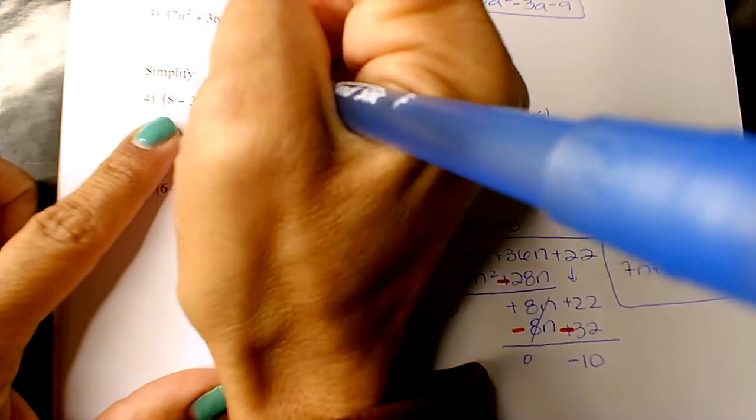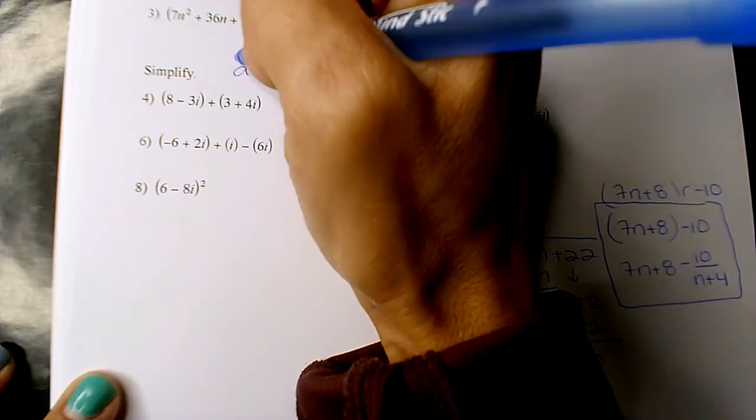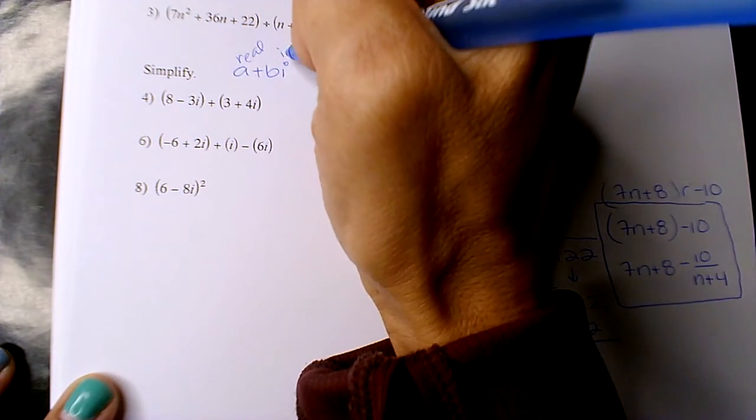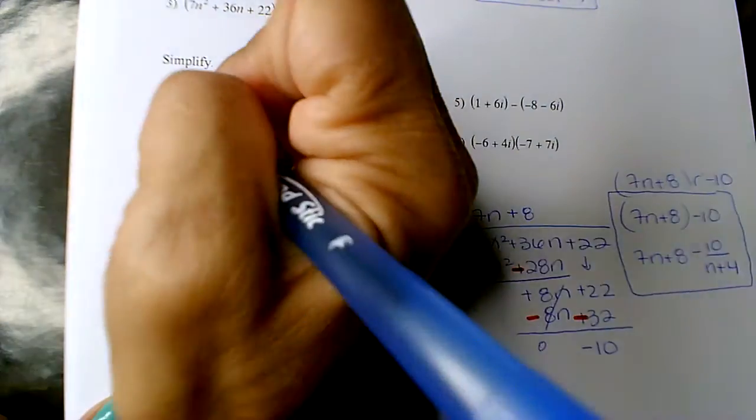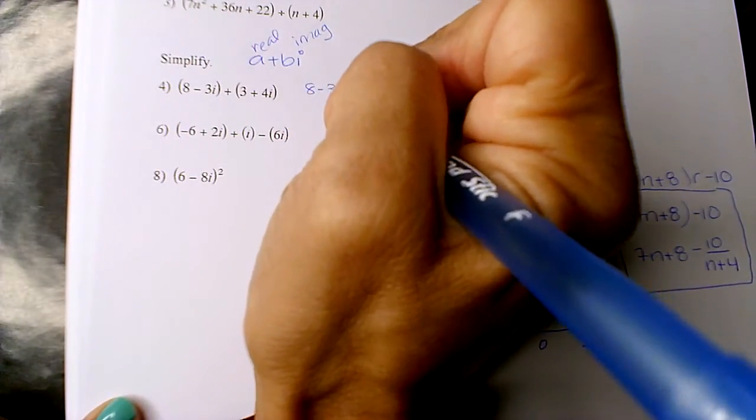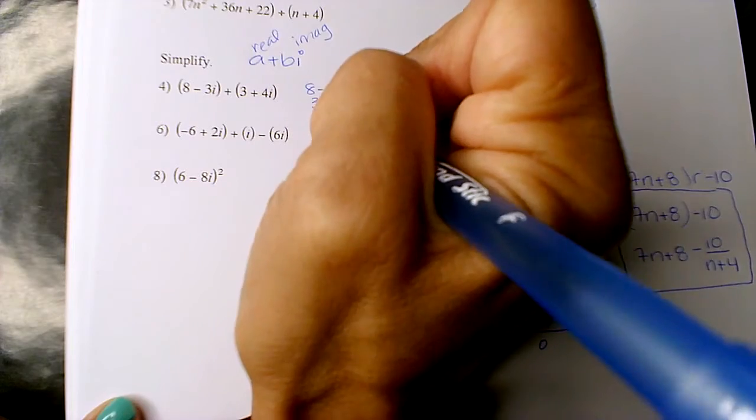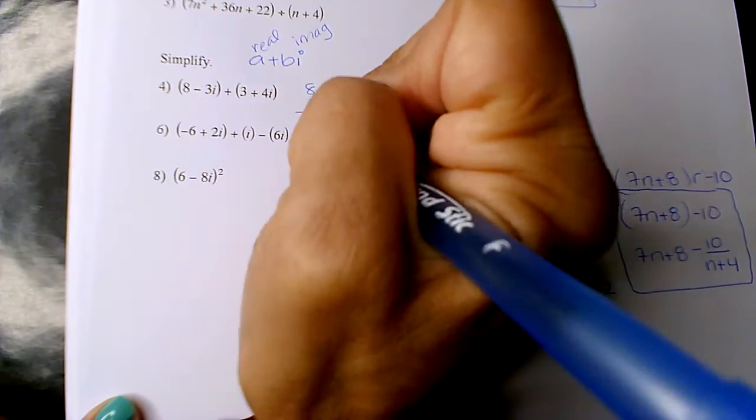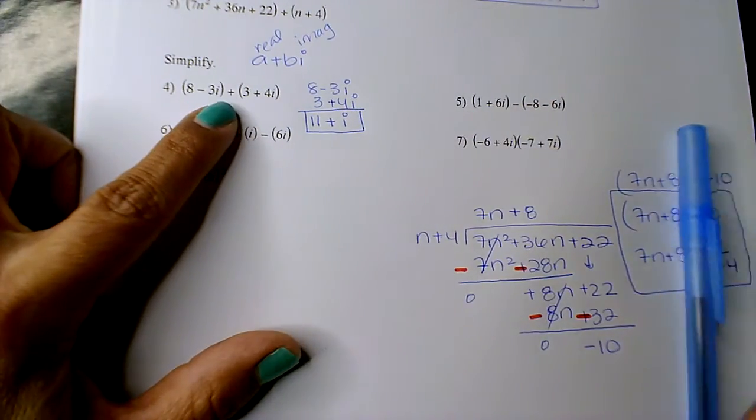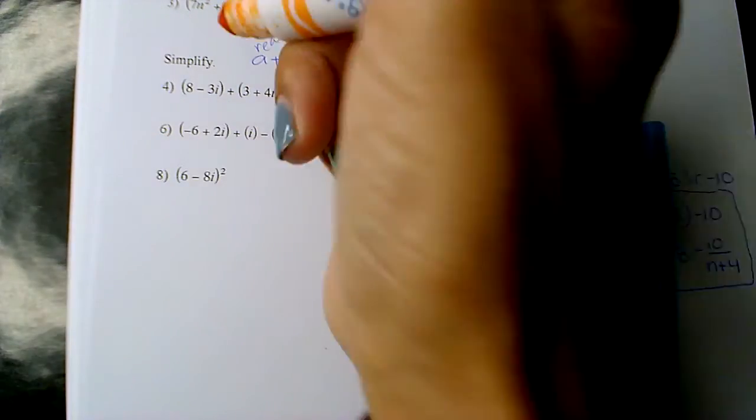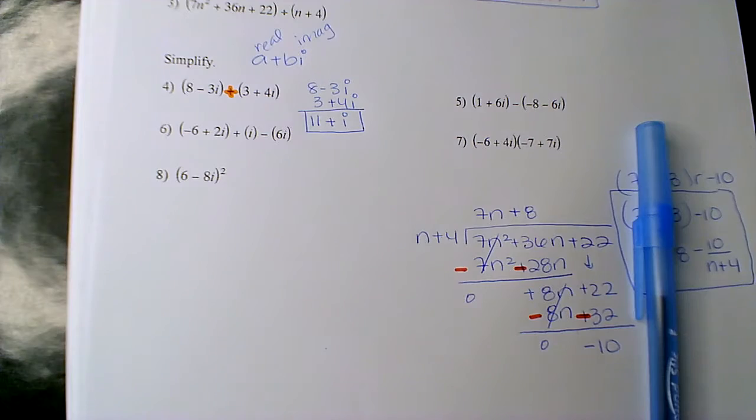Okay, remember, a plus bi form. This is the real number. This is the imaginary part, right? Okay, so I have 8 minus 3i. I have 3 plus 4i. I'm going to honor the signs because this is an addition symbol.